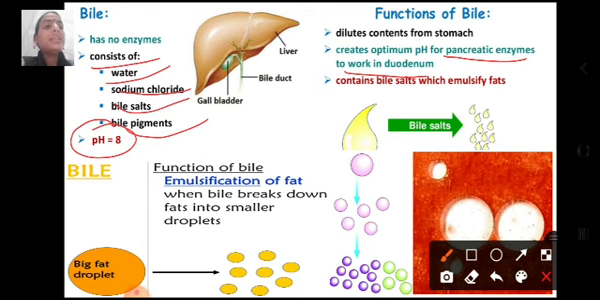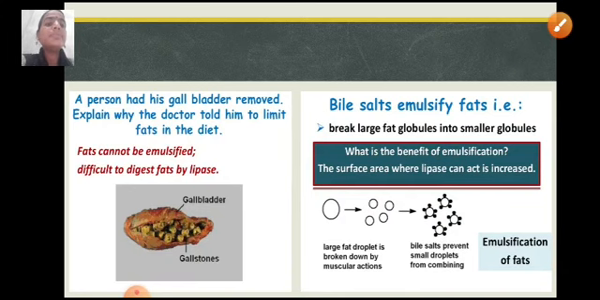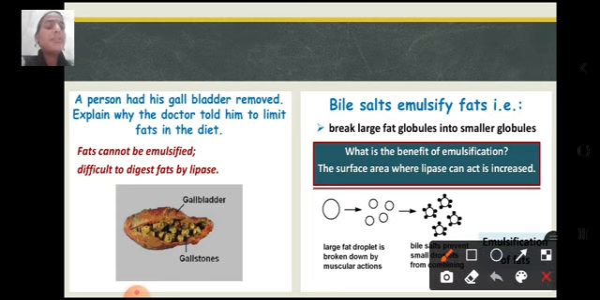It contains bile salts which emulsify fats. What is the function of bile then? It is the emulsification of fats. That is, it breaks the bigger fat droplets into smaller fat droplets. Here you can see these are the bigger fat droplets which will be emulsified into smaller fat droplets. Now again you can see what is the role of the bile. Bile salts emulsify fats, that is, they break large fat globules into smaller globules.